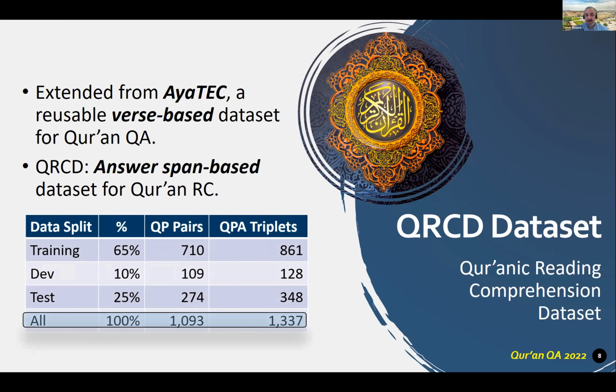Overall, we have about 1,100 question-passage pairs, providing about 1.3K answers. We split the dataset into training 65%, development 10%, and test 25%, providing the training and dev sets to the participants, and we used the test set for final evaluation. After the test phase started, we realized that some of the test questions overlap with existing datasets, so we decided to exclude them to have a fair comparison. Eventually we had 238 question-passage pairs in the test set, with about 300 question-passage-answer triplets.